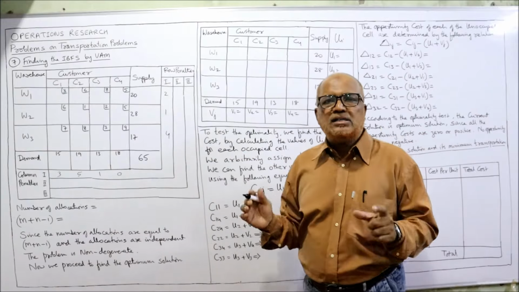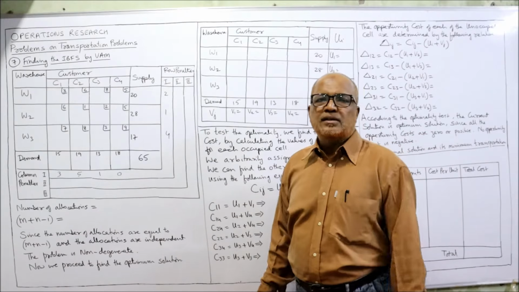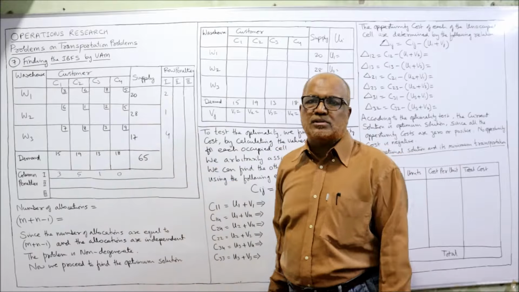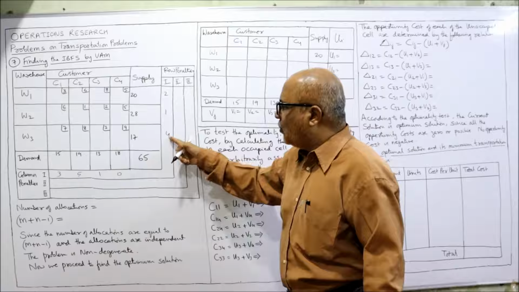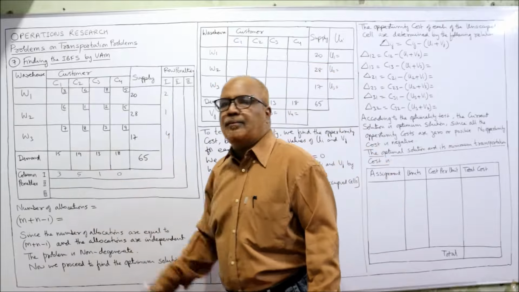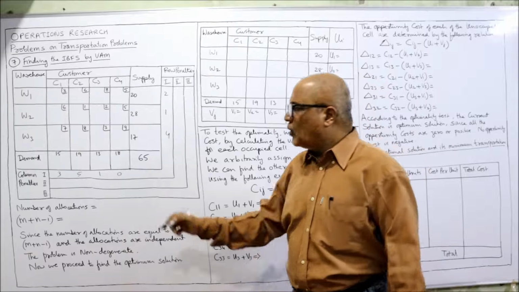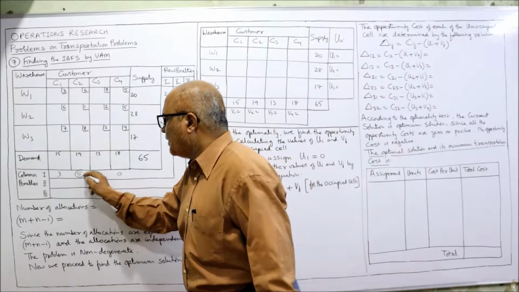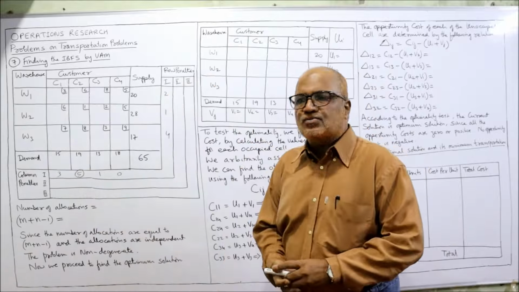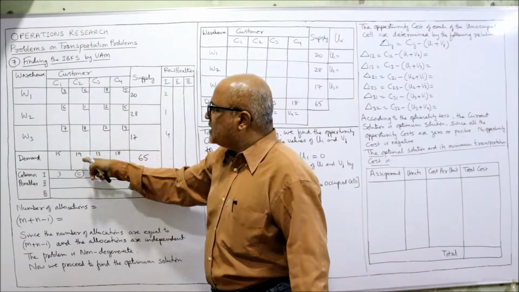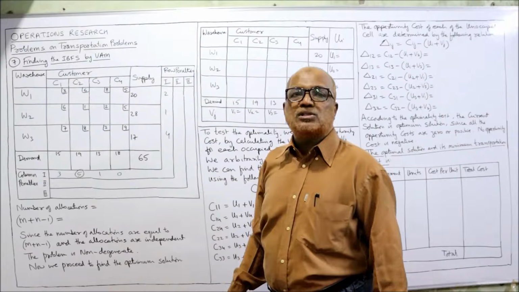Find out which is the highest penalty, the largest penalty. Sometimes we get the largest penalty in rows, sometimes we may get it in columns. Here 2, 1, 4, 0, 1, 5, 3. So we can see 5 is the highest penalty. So round off the 5. In which column are we getting this 5? In the column C2.